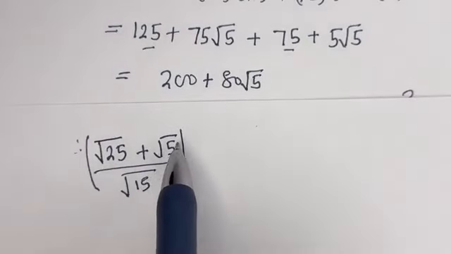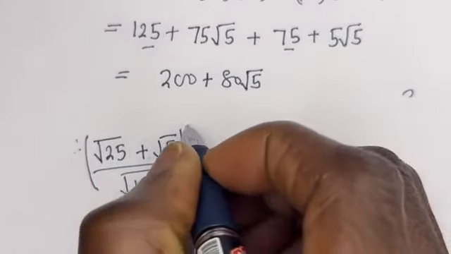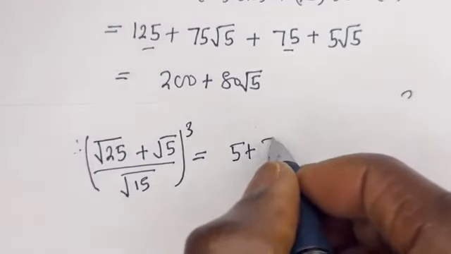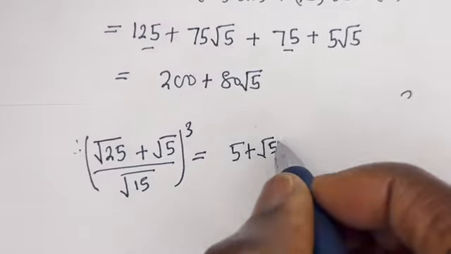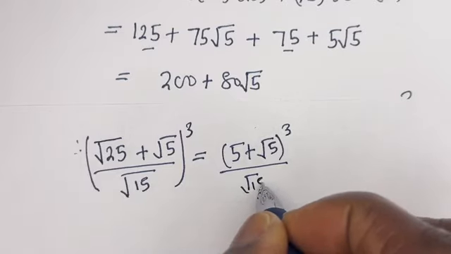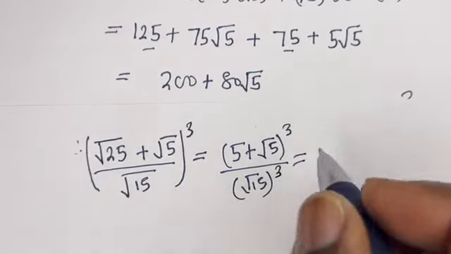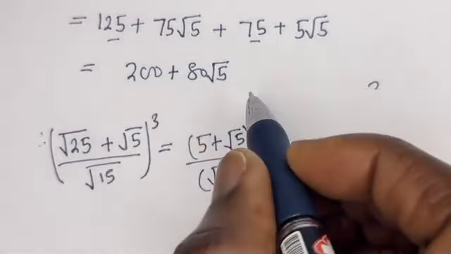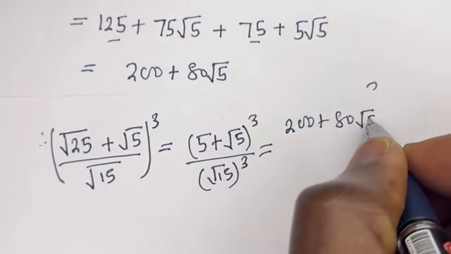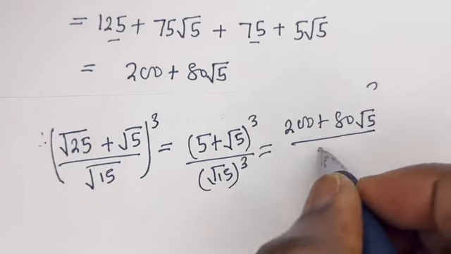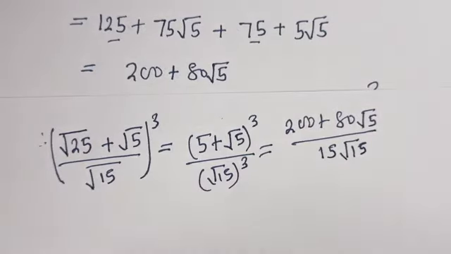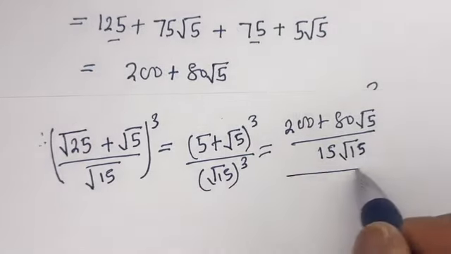Therefore, square root of 25 plus square root of 5, divided by square root of 15, all to the power of 3 is equal to 5 plus square root of 5, all to the power of 3, divided by square root of 15, all to the power of 3, is equal to 200 plus 80 root 5, divided by 15 root 15. And this is the final answer.